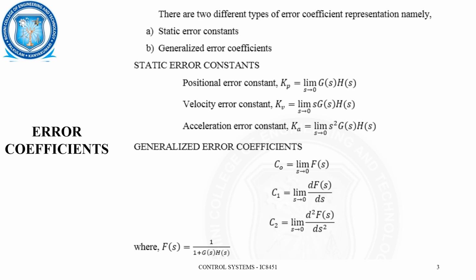Here F of s is nothing but the transfer function. It is a loop transfer function, whose value is 1 by 1 plus G of s into H of s. Actually, how we represent it is, we represent the open loop transfer function as G of s into H of s, and the closed loop transfer function as G of s divided by 1 plus G of s into H of s. Hence, between the open loop and closed loop, we represent the transfer function as a loop transfer function, and its value is 1 by 1 plus G of s into H of s.